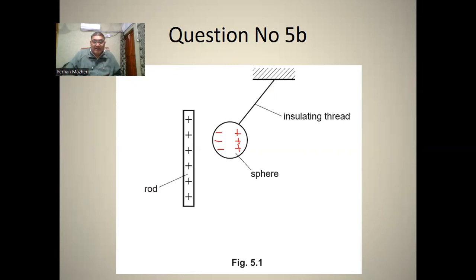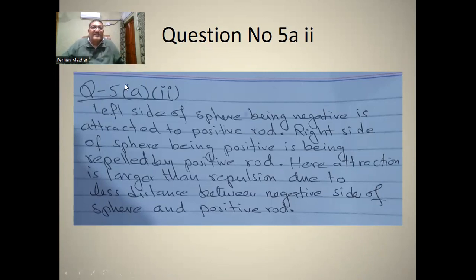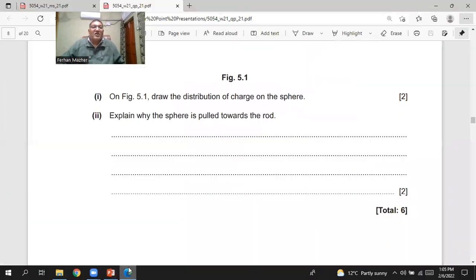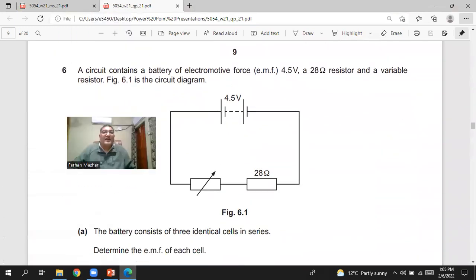So let me show you my written answer. The left side of the sphere, being negative, is attracted to the positive rod. The right side of the sphere, being positive, is repelled by the positive rod. Here, attraction is larger than repulsion due to less distance between the negative side of the sphere and the positive rod as compared to the other side. So hopefully you understand the whole of this explanation. Okay, so we are done with question number 5, and now we are on question number 6.